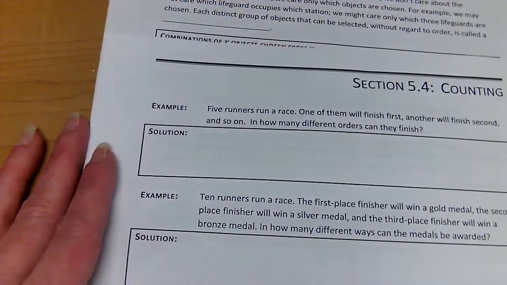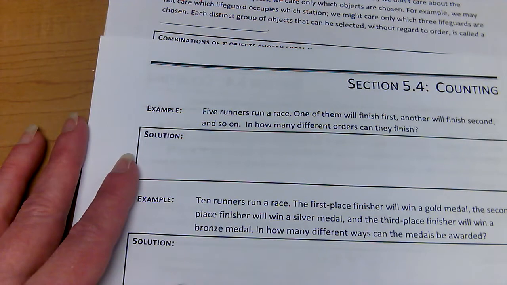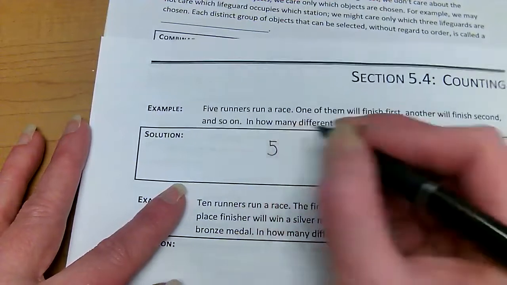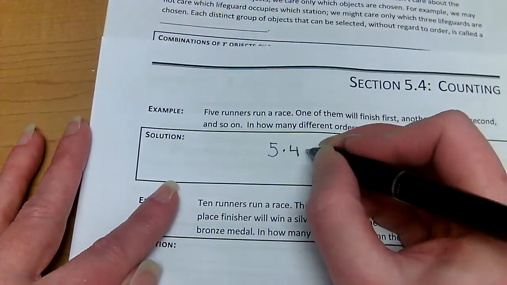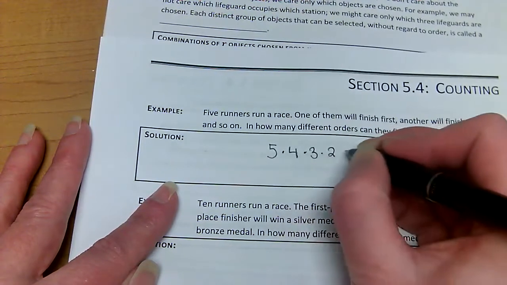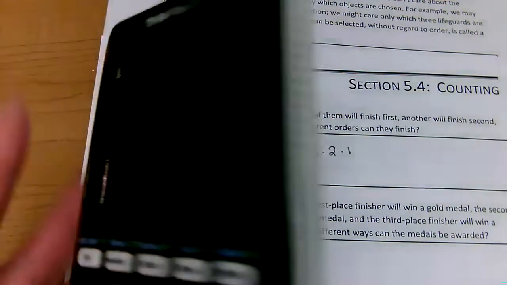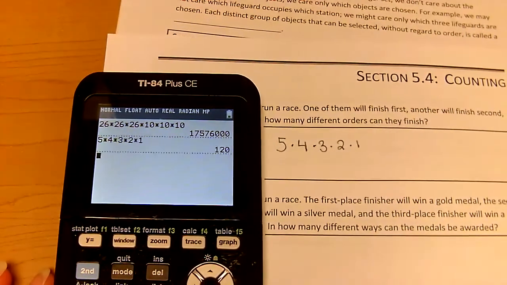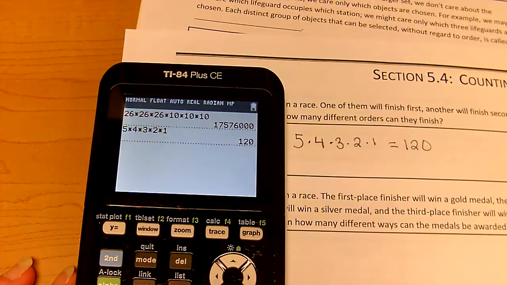Let's look at that. We have 5 runners run a race. One of them will finish first, another will finish second, and so on. So let's think of this. First place, how many people could be in first place? Well, 5. We already have 1 person in first place now. How many people could be finishing second? Well, 4. How many people could finish third? 3, 2, and then by the end of it, there's 1 person who's finishing last. So 5 times 4 times 3 times 2 times 1 is 120.